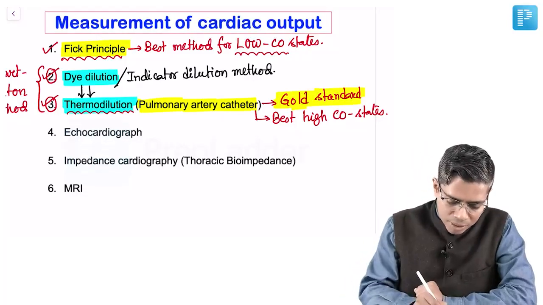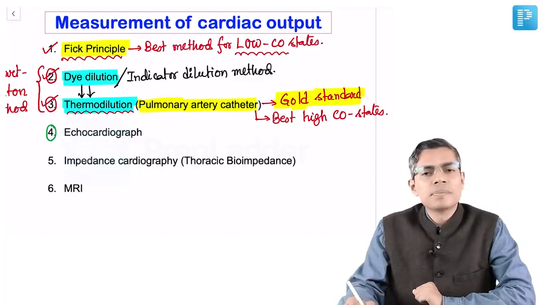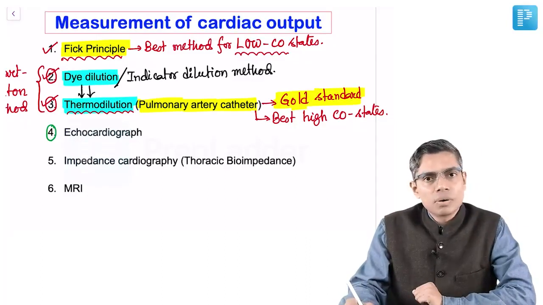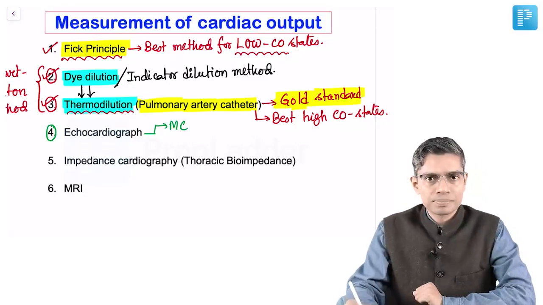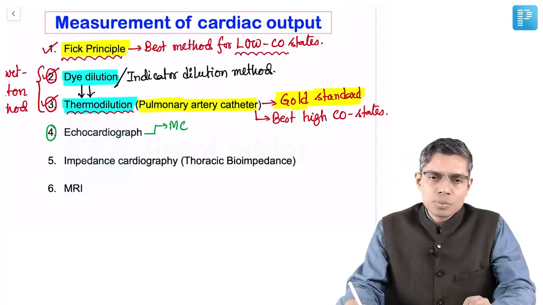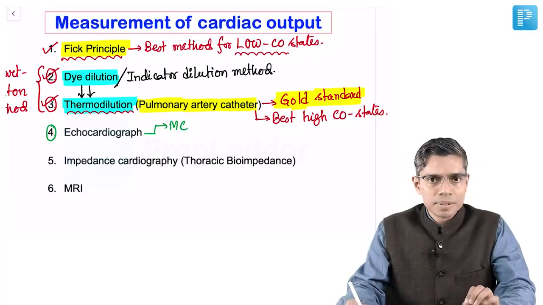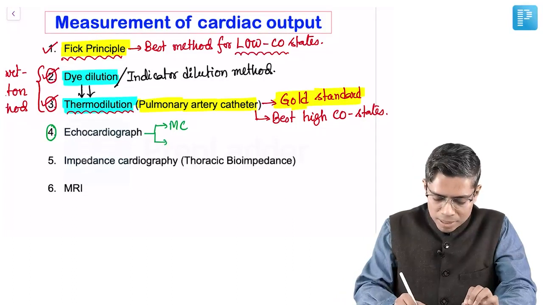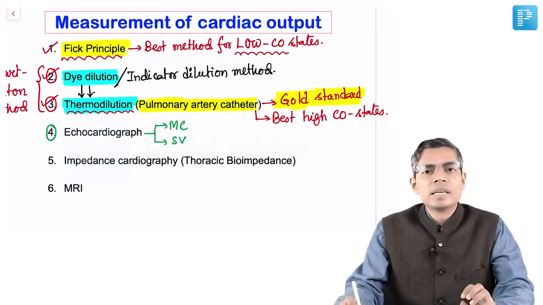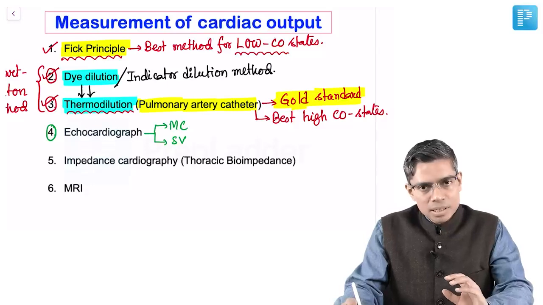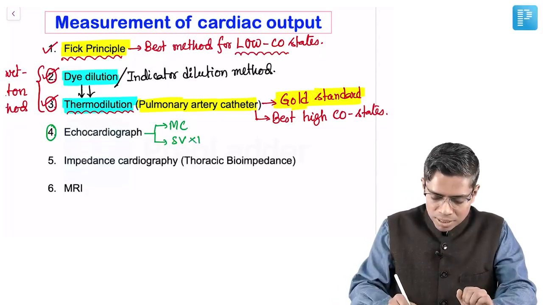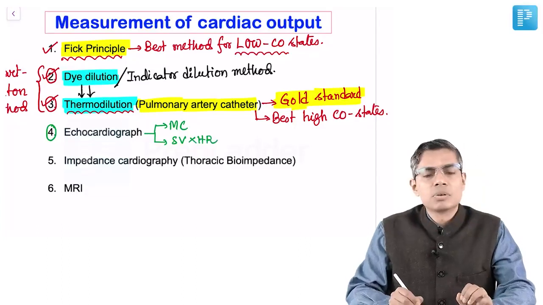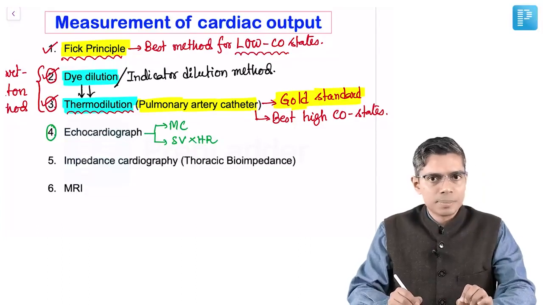But if you look at method number 4, obviously all of you know that echocardiography is a non-invasive method, and this is the most common method for measuring cardiac output. Okay, because it is very easy to measure the cardiac output by echocardiography. Simply you have to measure the stroke volume by assessing the velocity of blood through the arch of aorta and multiply that stroke volume with heart rate. You are going to get the cardiac output by the echocardiographic principle.